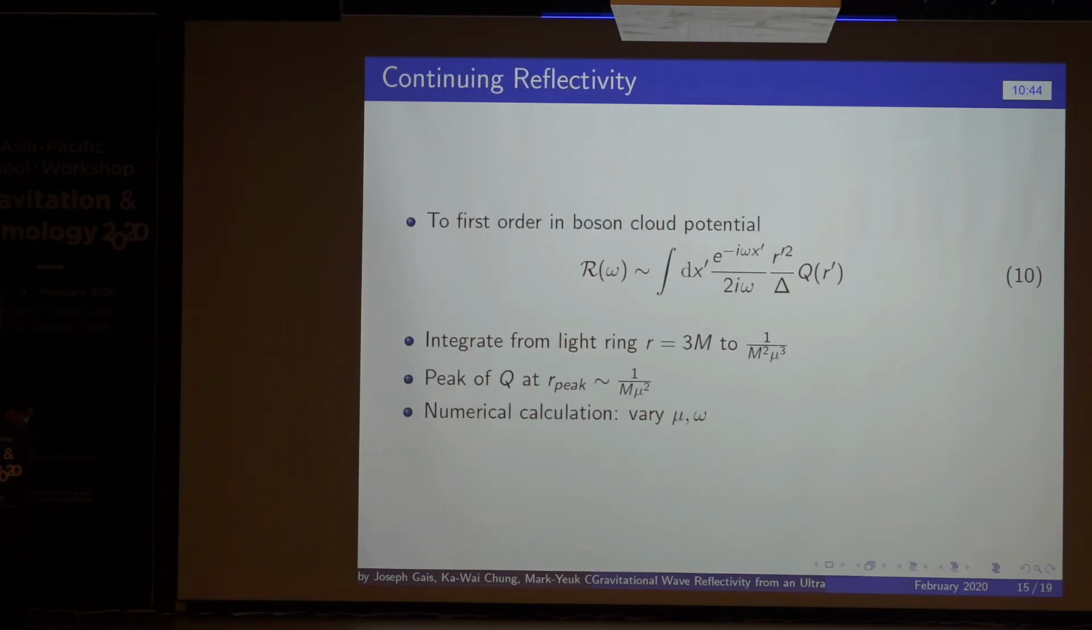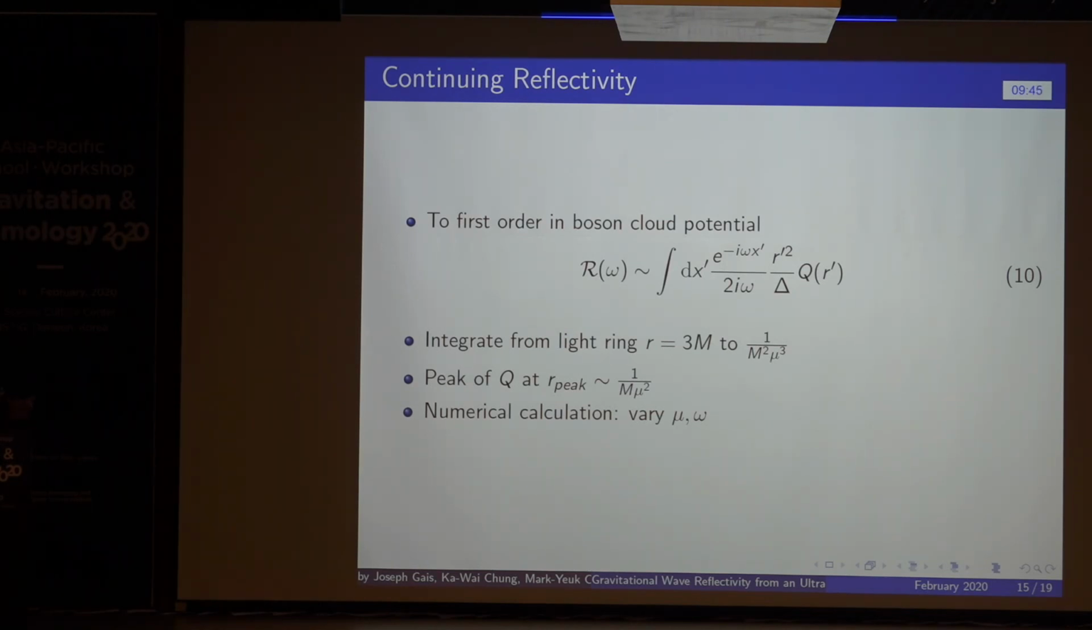Now, the bosonic cloud potential is quite small, and so we just consider it to first order in that equation I showed earlier. In which case, we have a nice little integral which approximately captures the reflectivity due to the bosonic cloud, which we can compute numerically. We have to choose carefully where we're integrating in order to capture the features of the bosonic cloud peak. So we integrate out from 3M, essentially the light ring of the black hole, out to what's proportional to 1 over mu cubed, where mu, as I mentioned earlier, is that ultralight boson frequency, in itself related to the ultralight boson mass. The reason we go out to 1 over mu cubed is so that we can capture the peak of Q, which happens pretty consistently at 1 over mu squared.